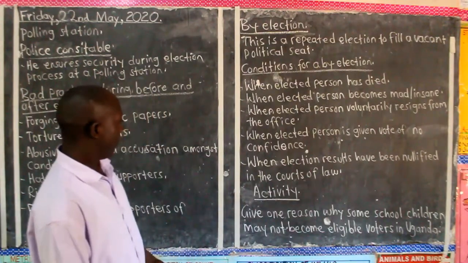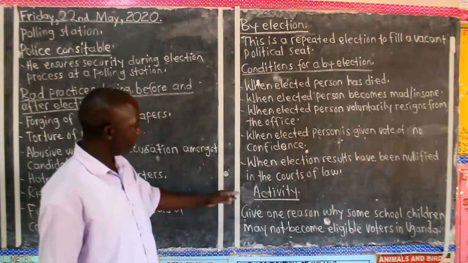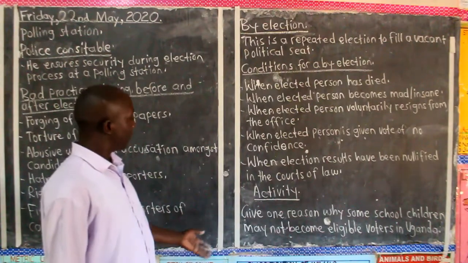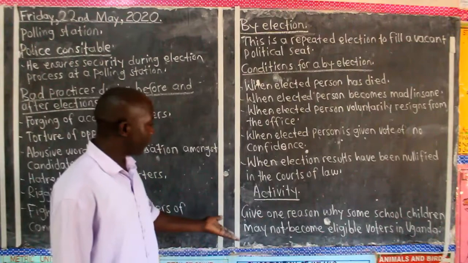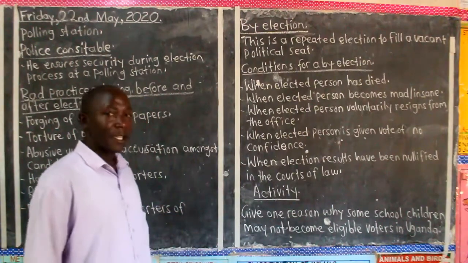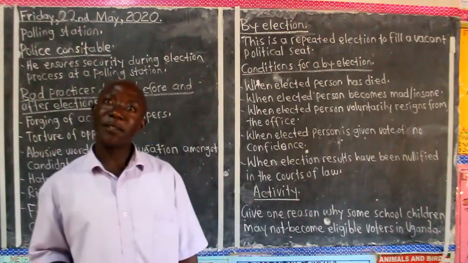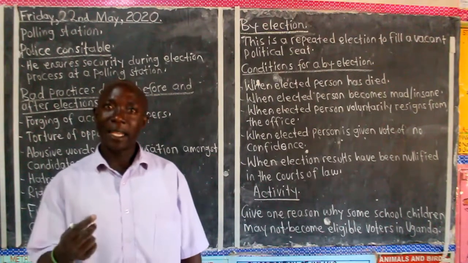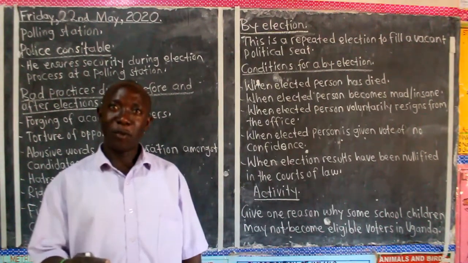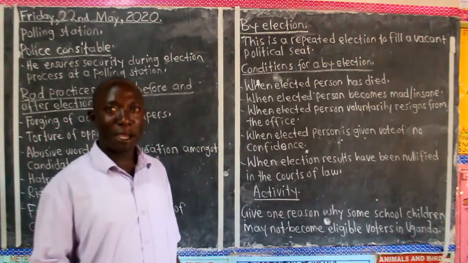Then here, I leave one activity for you to try. Give one reason why some school children may not become eligible voters in Uganda. That's the activity I leave for you. I want you to try out that activity and send me the feedback on my WhatsApp number.